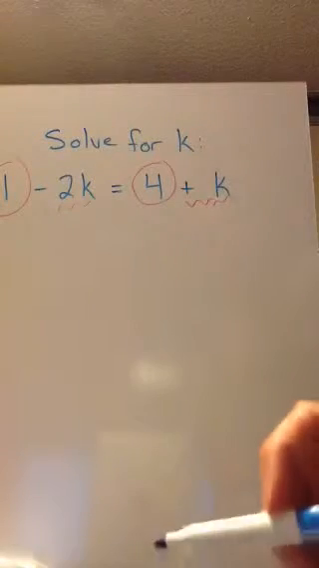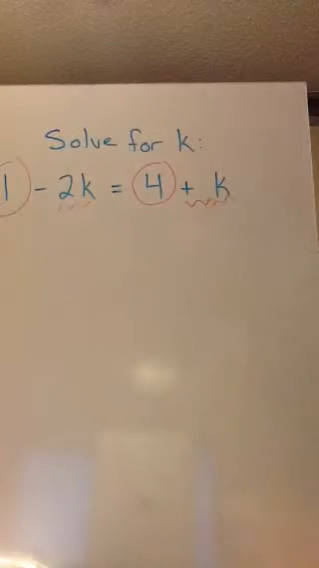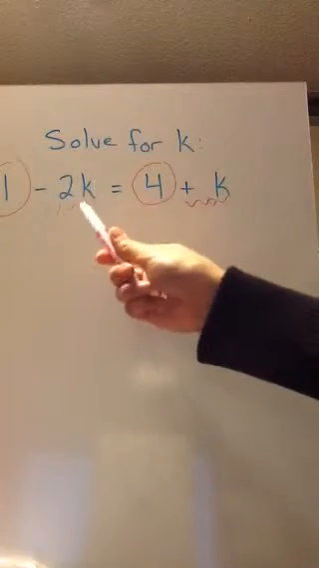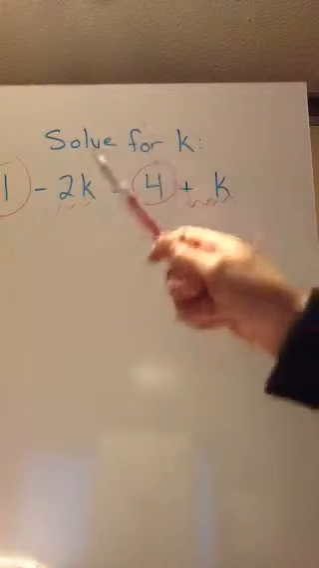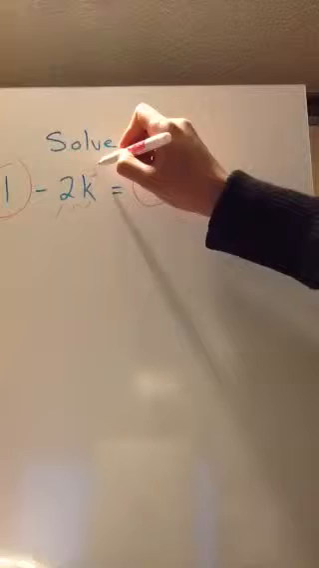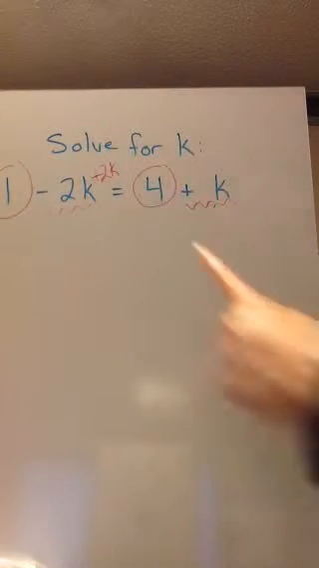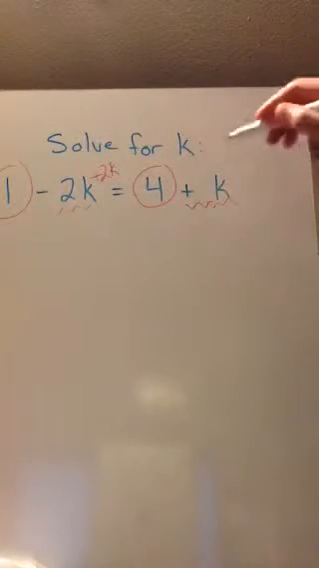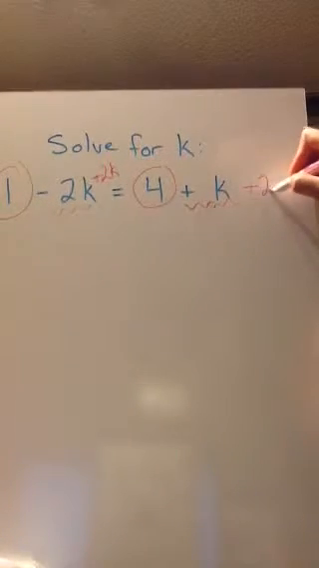So what I'm going to do is bring all the k's to the right side of the equation. In order to do that, I'm going to bring this negative 2k over to the right side of the equation. So I have to do the opposite operation. The opposite of subtracting is adding. So I'm going to add 2k on the left side. And this equal sign indicates that this is a balance. So what I do to one side of the equal sign, I also have to do to the other side. So I'm going to add 2k.